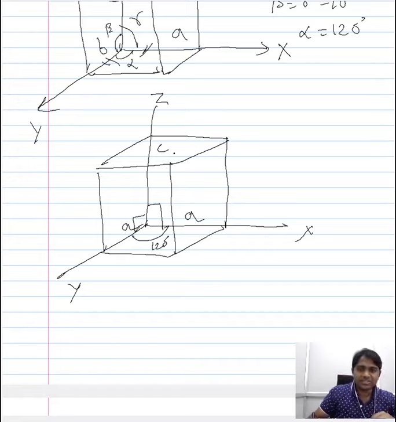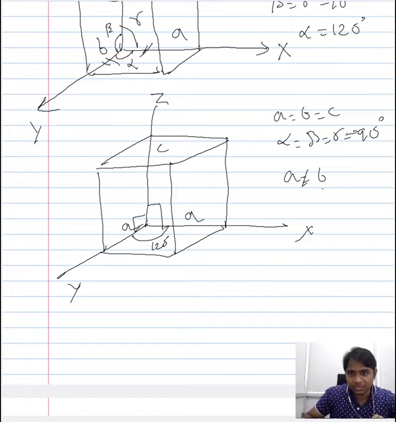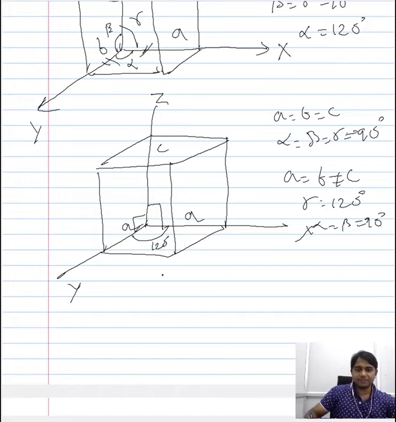So what we essentially have here is a unit cell that is different from that of the cubic unit cell, wherein A is equal to B is equal to C, and alpha is equal to beta is equal to gamma is equal to 90 degrees. But in this unit cell, A is equal to B but not equal to C, and gamma is 120 degrees, alpha and beta are 90 degrees. So this unit cell we refer to as the hexagonal unit cell.